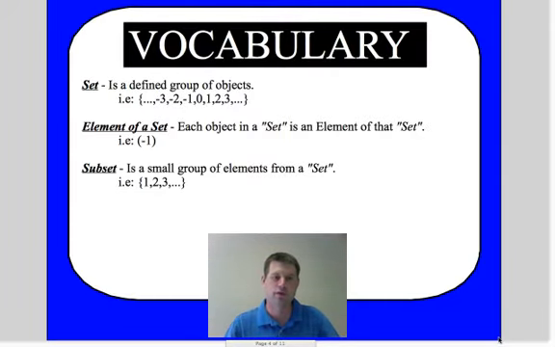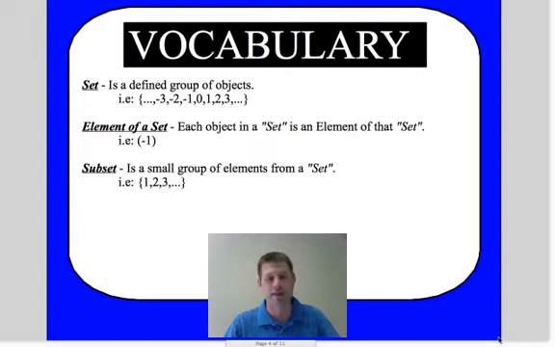Okay, first couple of vocabulary words: we talk about the set. A set is a defined group of objects. So if we were to talk about -3, -2, -1, 0, 1, 2, 3, a group of numbers, that's going to be called a set. If you think baseball cards, a set of cards means that you have every card, a complete set. That would be what you're talking about.